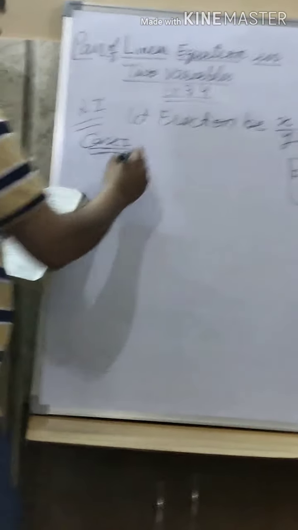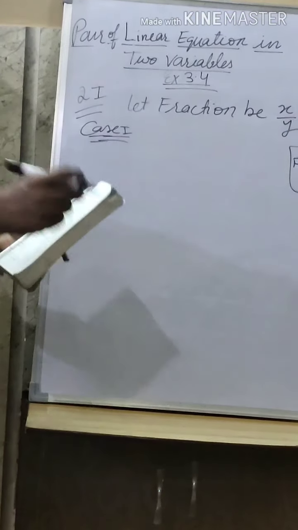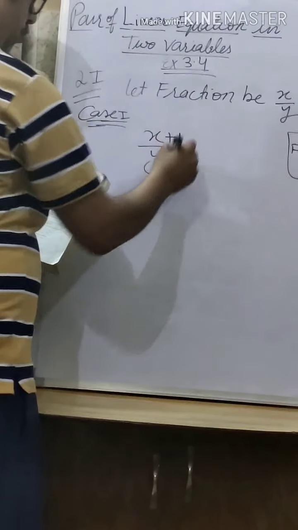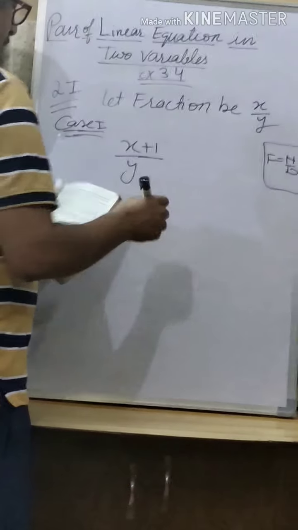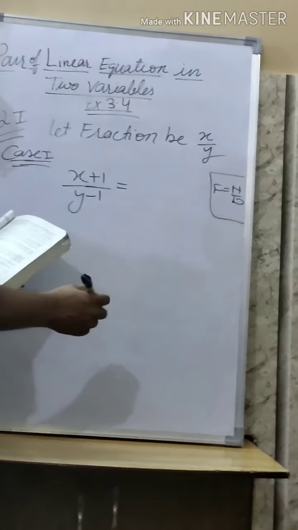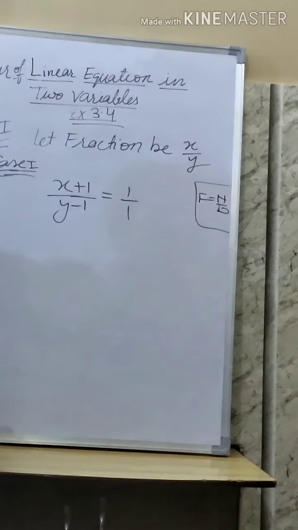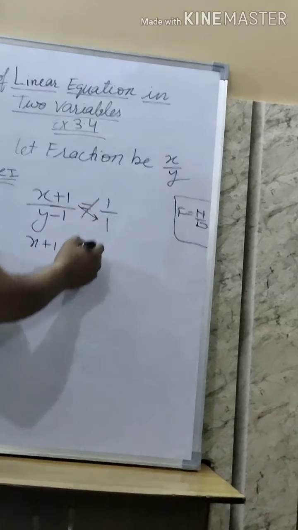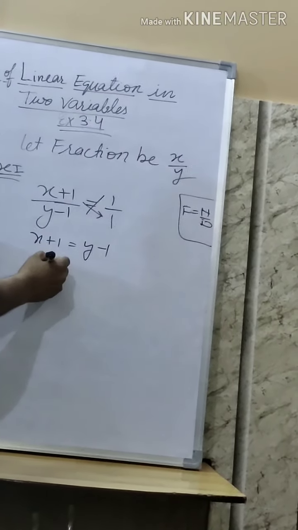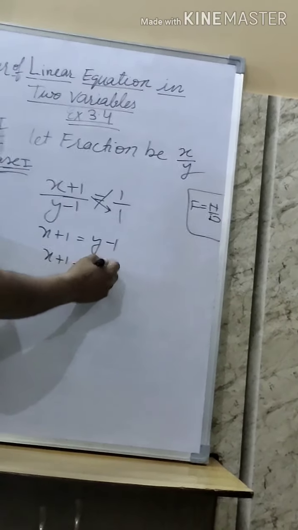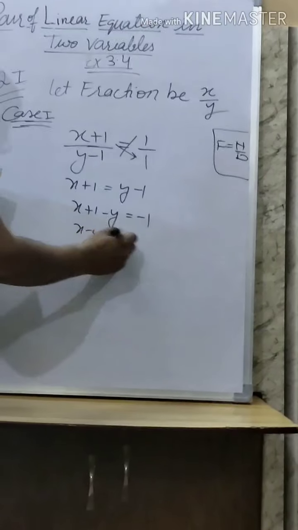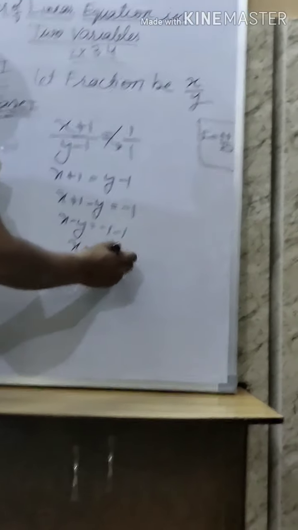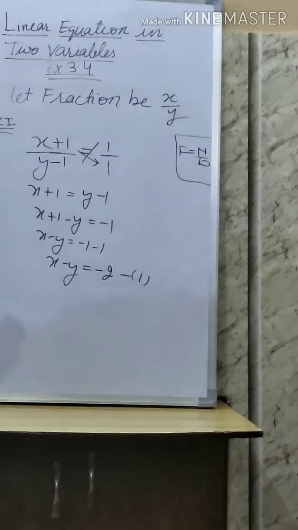Now, what is it saying? Case first: if we add 1 to the numerator and subtract 1 from the denominator, this fraction becomes 1. Now cross multiply: x plus 1 equals y minus 1. So x minus y equals minus 1 minus 1, which is minus 2. So this is the first equation.